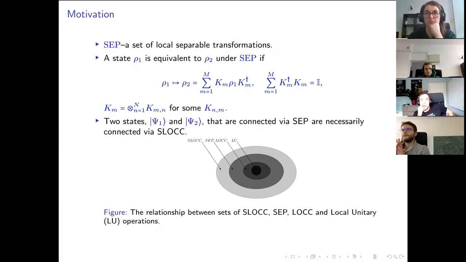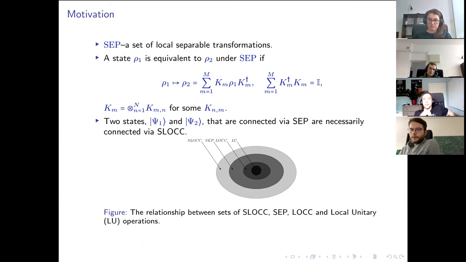So this is the definition of SEP. These are just all maps which are given by Kraus operators, which can be written in the product form. Sorry, Oskar, when you defined, let's say, SLOCC or local unitary transformations, you were acting on pure states. So the set you defined here can leave the set of pure states, right? It's not clear to me in what sense, given this definition, SLOCC is more general than SEP.